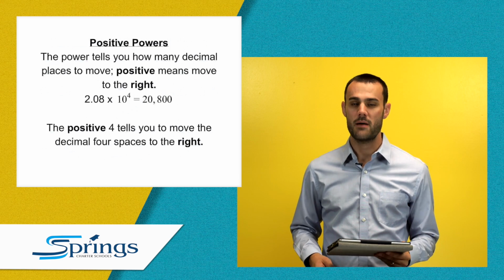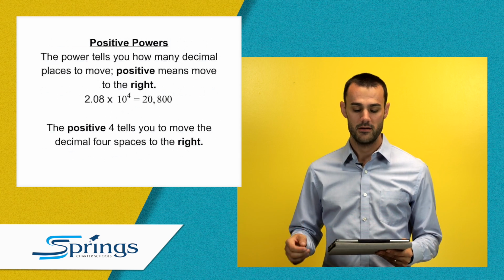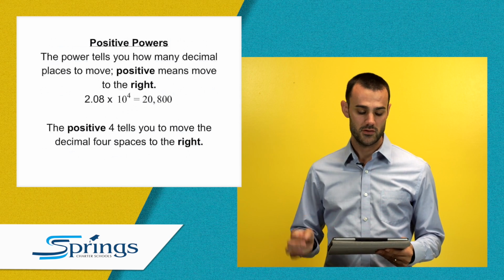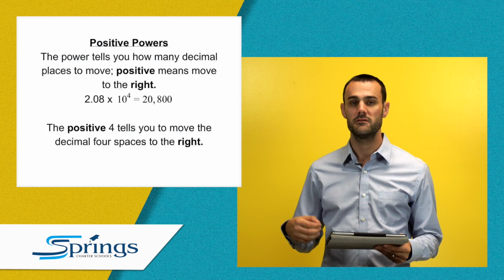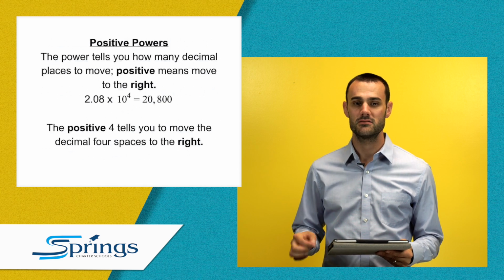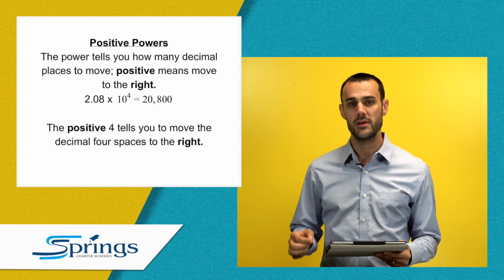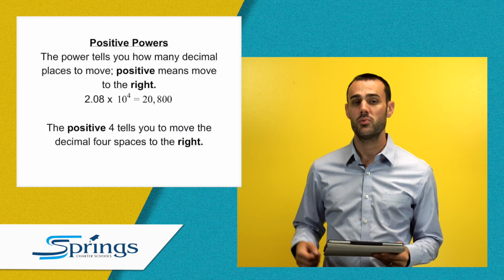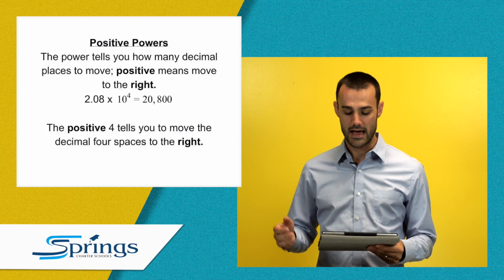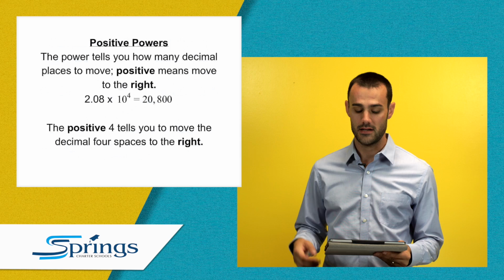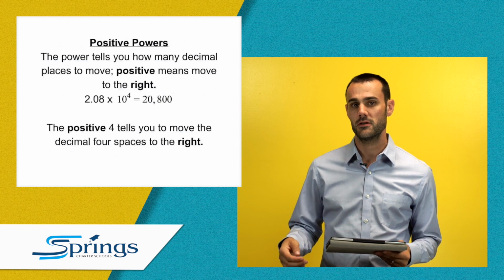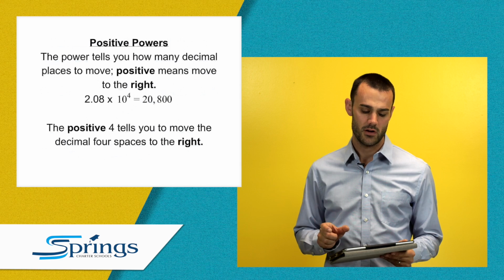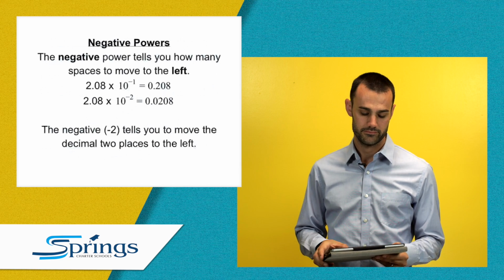All right, positive powers. The power tells you how many decimal places to move, okay? The positive means we're going to move to the right, like we previously discussed. So we have 2.08 times 10 to the 4th. Now where that decimal place is right now, we need to move it 4 spaces to the right side because it is on the positive end. So 2.08 times 10 to the 4th finally comes out to 20,800. That positive 4 again tells you to move that many spaces to the right. So you can see we got a small number and made it large again.